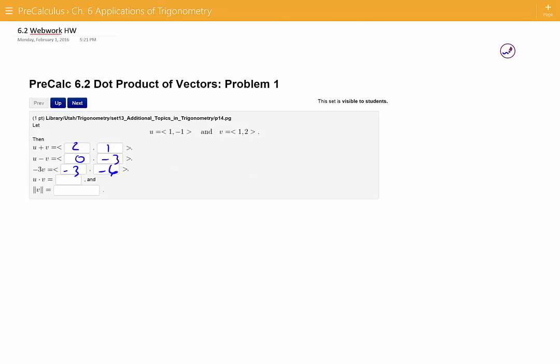Now the dot product between u and v is when you multiply the x coordinates and the y coordinates and add them up. So x times x is 1, plus y times y is negative 2. When you add them up, you get a number, negative 1.